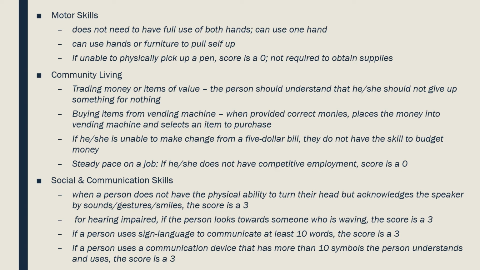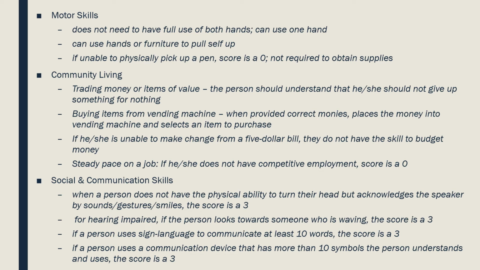Buying items from vending machines. When provided with the correct money, they place the money into the vending machine and it selects an item to purchase. If they are unable to make change from a $5 bill, then they will not have the skill to budget money. Steady pace on a job. If they do not have competitive employment, this score would be a 0.